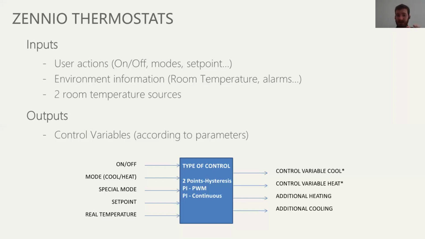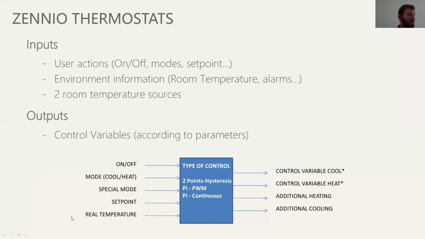So these are the outputs that the thermostat will provide: 1 bit for 2-point hysteresis, 1 byte for PI, 1 bit and 1 byte for PWM. Looking a bit at the scheme here, you can see these are all the inputs you will have in a Zenio thermostat: on/off, the mode, cool or heat, the special mode, comfort, eco, standby, whatever that is, set point as the user set point, and real temperature or room temperature.